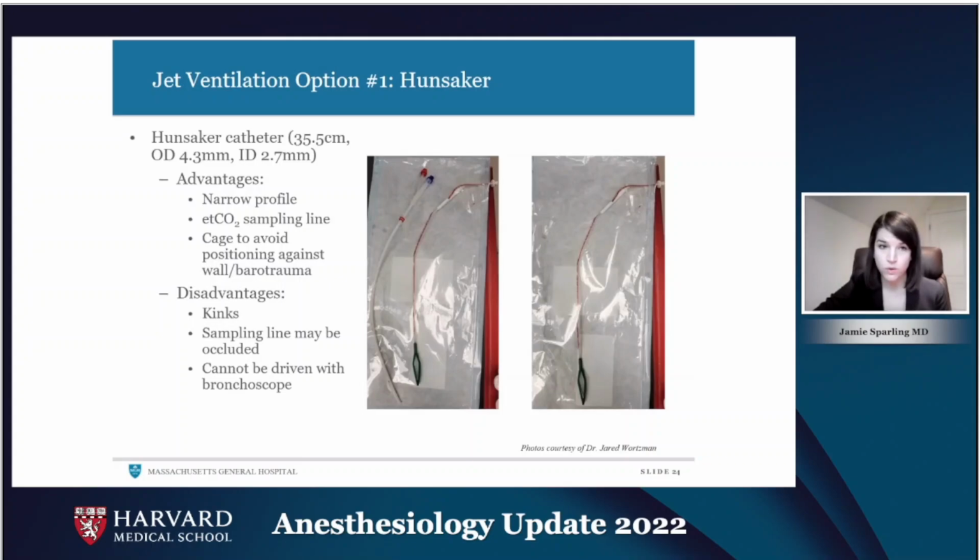The first option was the Hunsucker catheter, which had the advantage of a very narrow profile with an outer diameter of only 4.3 millimeters, which provided good surgical visualization. There's also the presence of an end-tidal CO2 sampling line, and there's a cage to avoid positioning against the wall, causing barotrauma. The disadvantages we found in our practice included kinking of the catheter and occlusion of the sampling line by secretions or blood. We also found difficulty with placement because it cannot be driven with a bronchoscope.